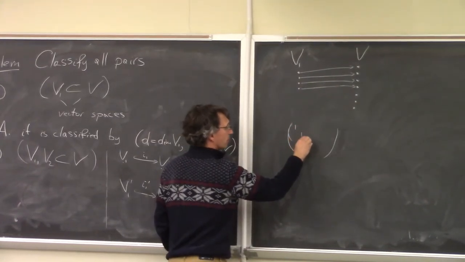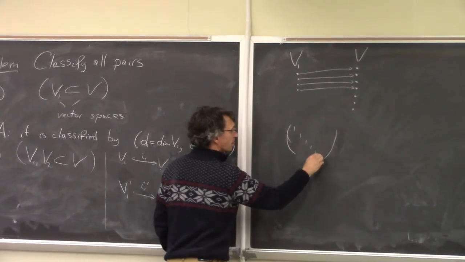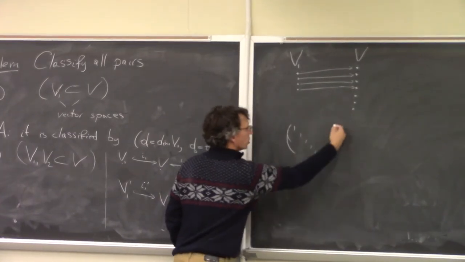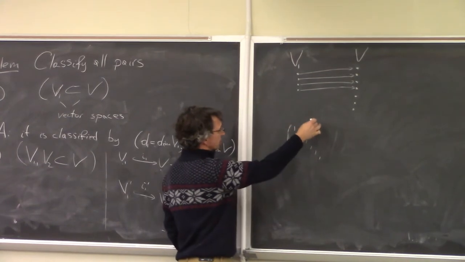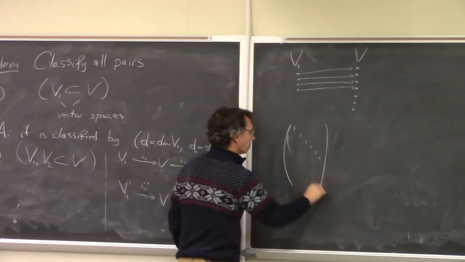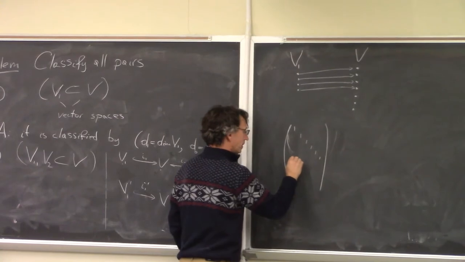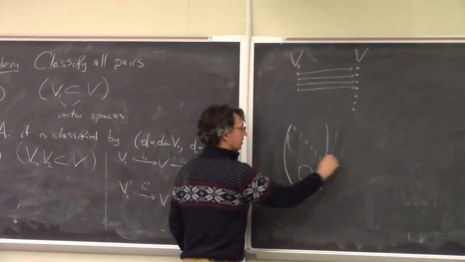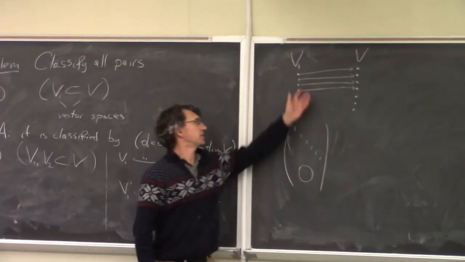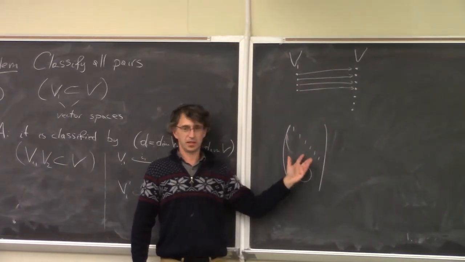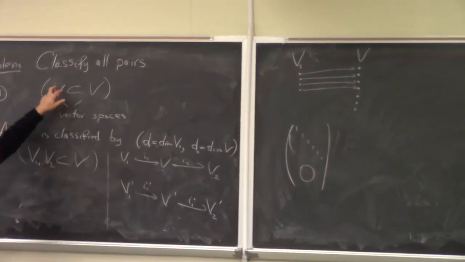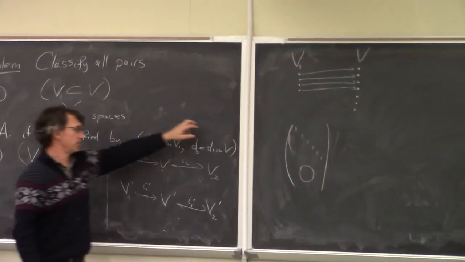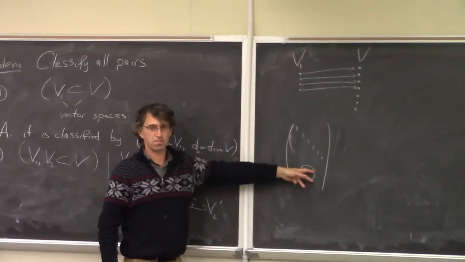You have 1, 1, 1, 1, 1, and then possibly some number of zeros, just a second, it needs to be injective, and then you will have zeros here. So the matrix describing this map is written here. So the statement was that by choosing the basis in V1 and V2, you can make your matrix look like this.